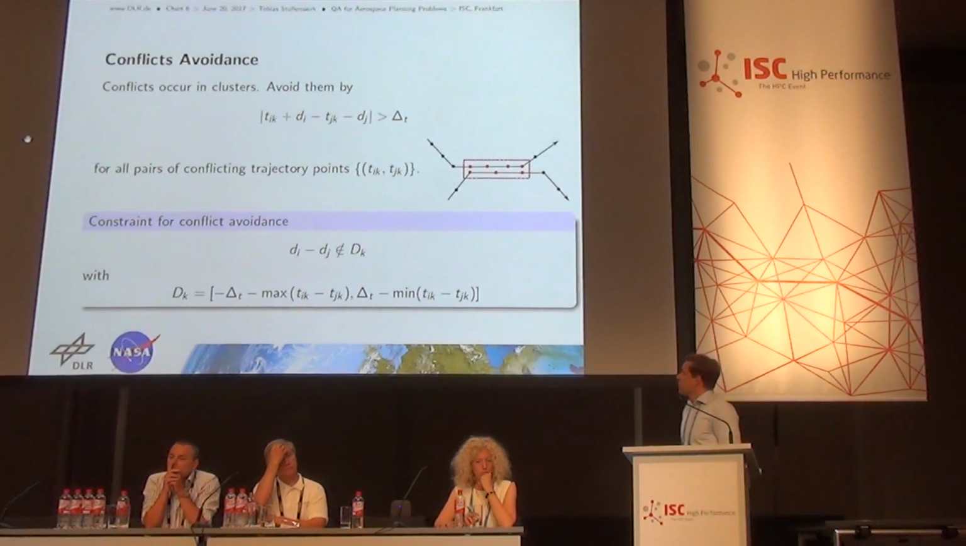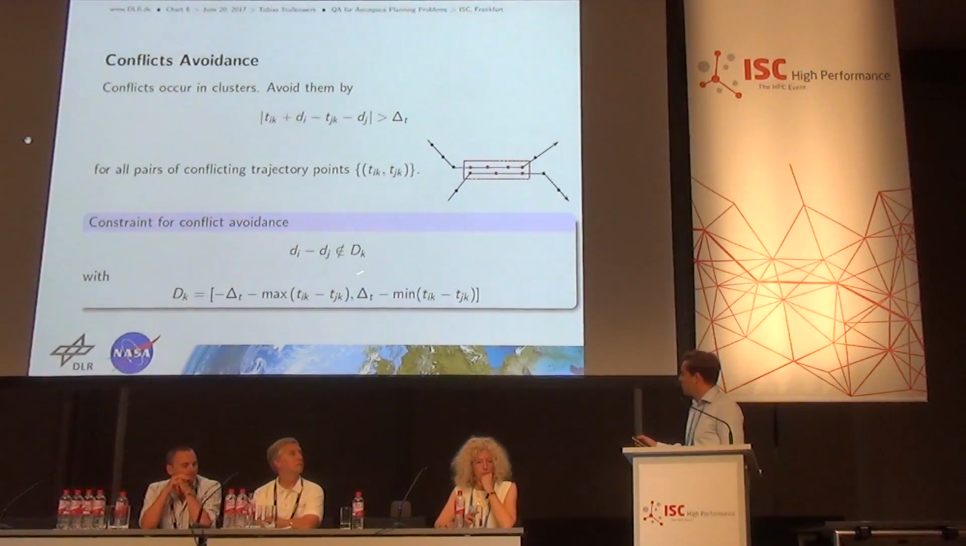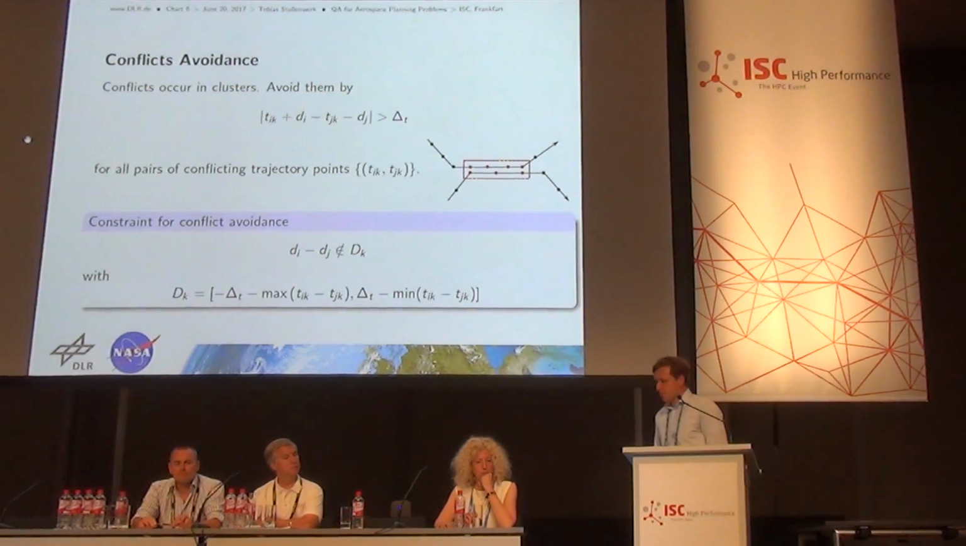But the conflicts come in clusters. This often looks like a parallel conflict: one flight is going like this and the other one is going like this. If you want to avoid these conflicts, you have to fulfill this relation for all the pairs of the trajectory points here. And this leads us to constraints to avoid conflicts: the difference in the departure delays must not be in a certain interval, which is given by the arrival times of the flights at the conflict. So this is what you have to imagine.